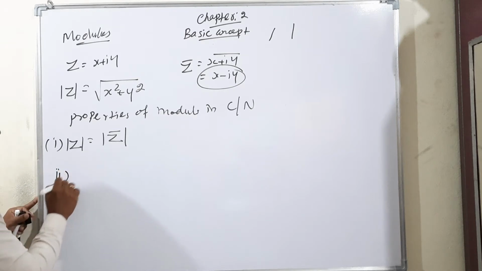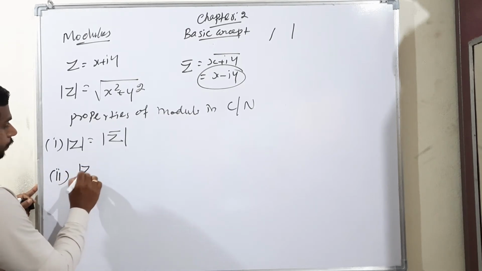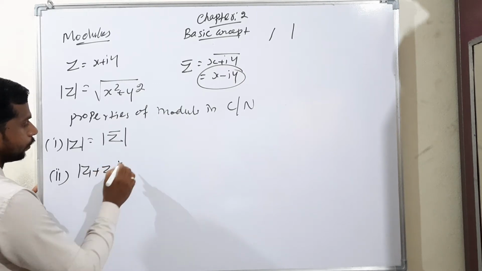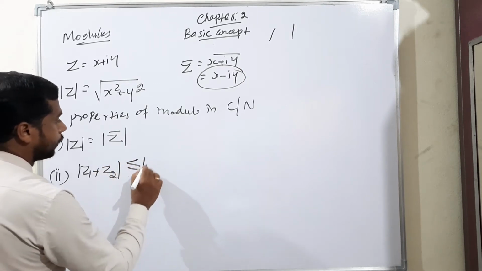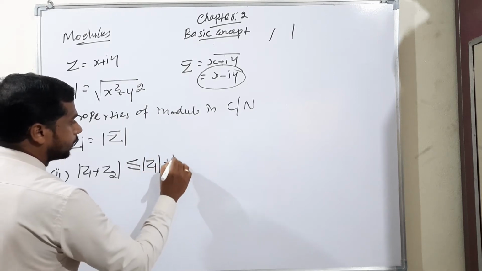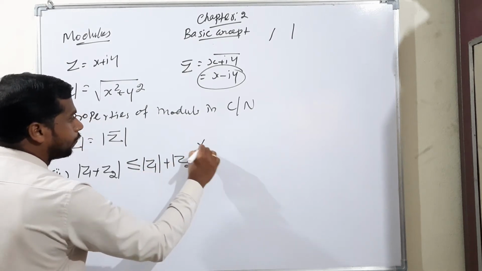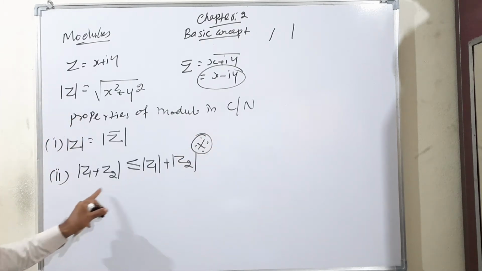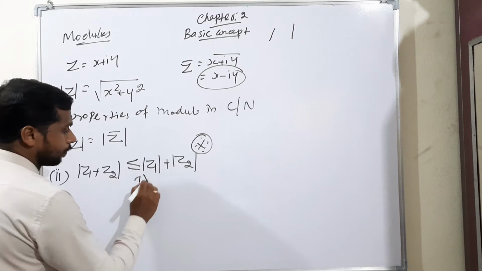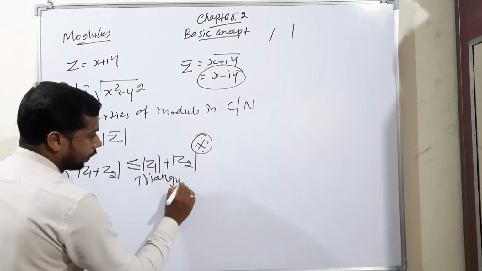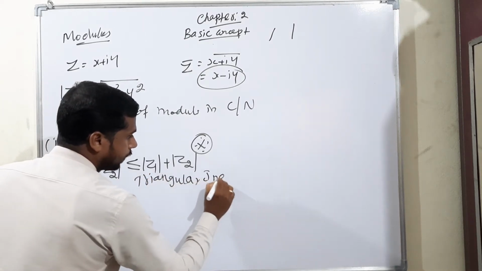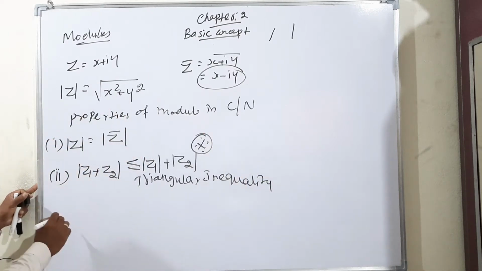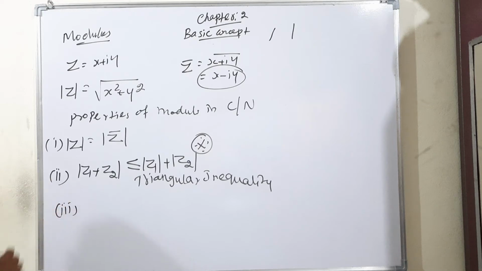Moving to property number 2: modulus of z1 plus z2 is less than or equal to modulus of z1 plus modulus of z2. That is one of the important properties. It was repeated 2 or 3 times in the last year. That is called the triangular inequality.